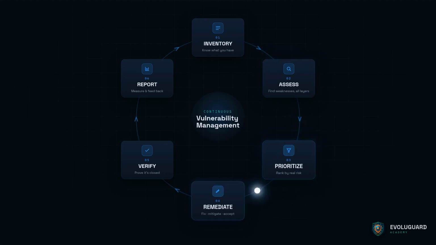The word that makes this work is continuous. A vulnerability assessment is a photograph. Vulnerability management is the film. Your code ships daily. Your dependencies change weekly. The threat landscape shifts hourly. A point-in-time audit once a year tells you almost nothing about your risk today. The loop has to run at the speed of your software. And for a cloud-native shop shipping many times a day, that means automation is not optional.